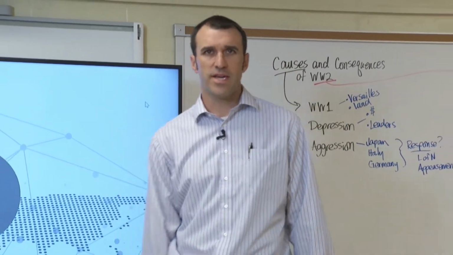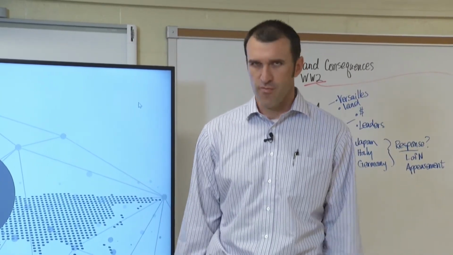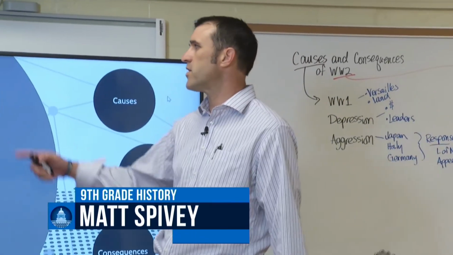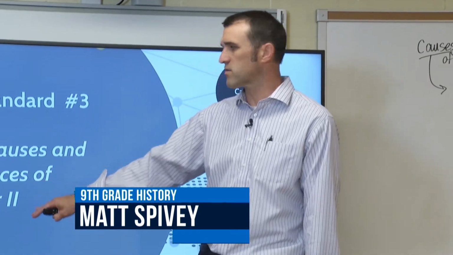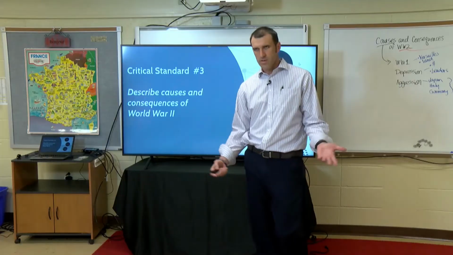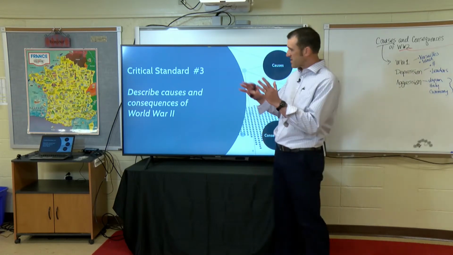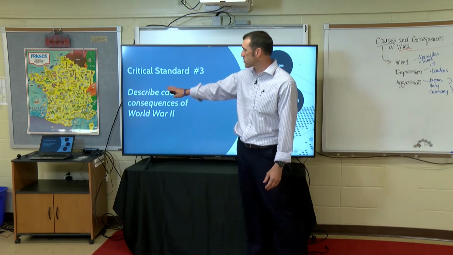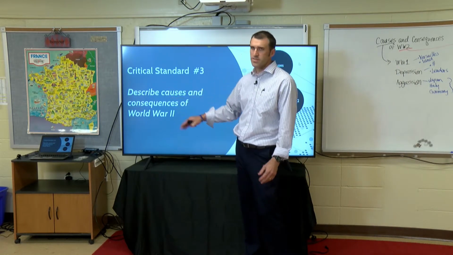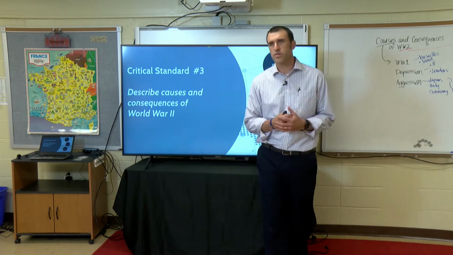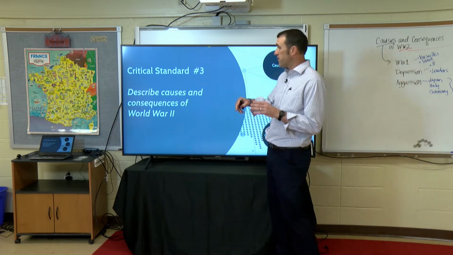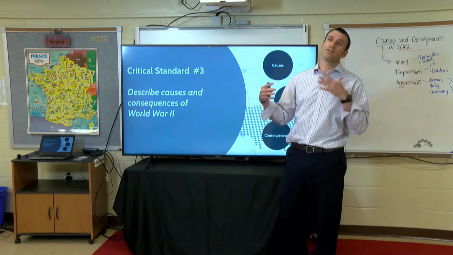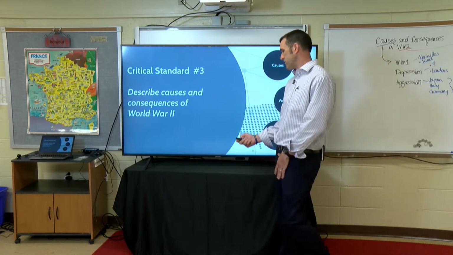Today we're going to start looking at critical standard number 3. So let's take a look at what critical standard number 3 is. This standard is to describe causes and consequences of World War II. Causes and consequences. Now, just to set the table, our focus will strictly be on the causes, and then we'll get into World War II, and then we'll finish it up next time with the end of World War II as well as some of the consequences of it.